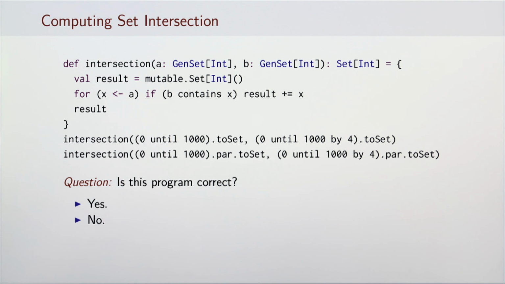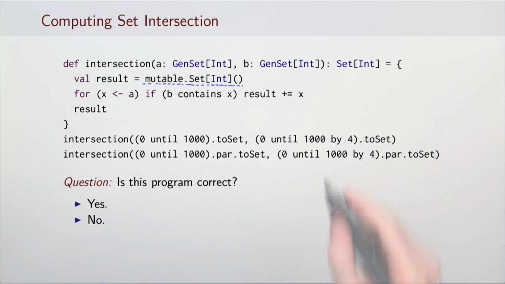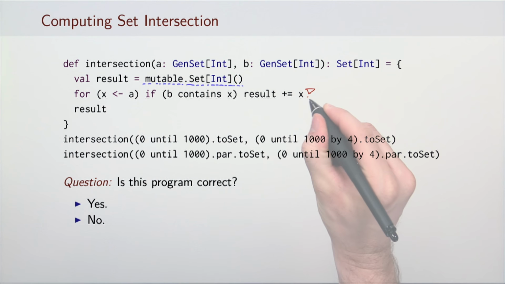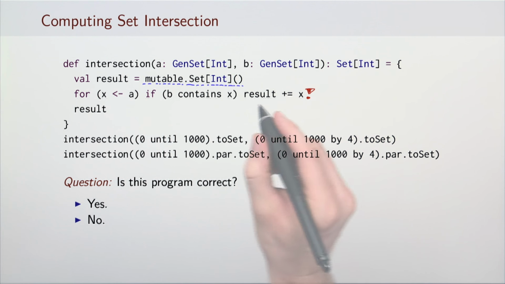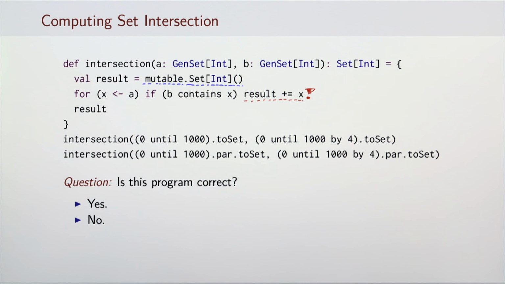So let's see. The program seems to work correctly for sequential sets. However, if the set A is a parallel set, then this for loop executes in parallel and concurrently accesses the result set. Since the Scala mutable set is not a thread-safe class, concurrent modifications can corrupt its internal state. The program is therefore not correct.